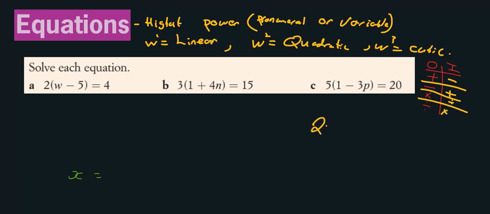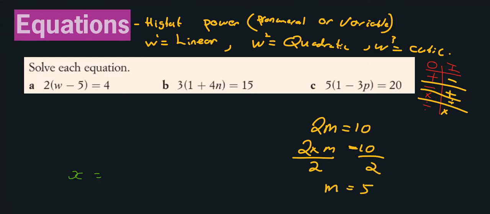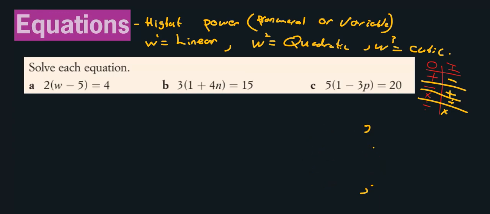So say we have 2m is equal to 10. This is referred to as a coefficient. We need to apply our inverse operations. Okay, so let's have a go at solving these.